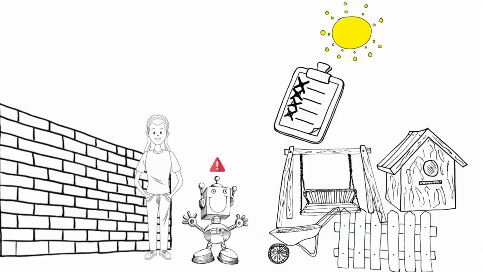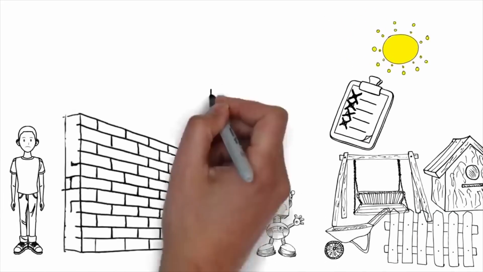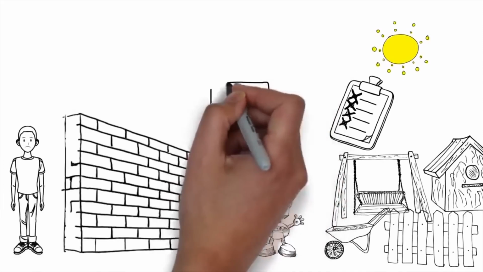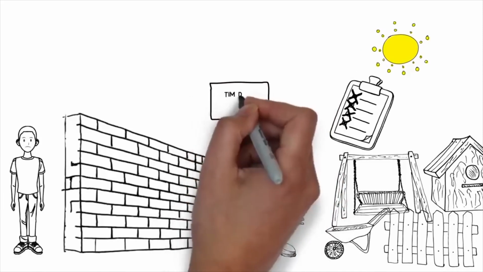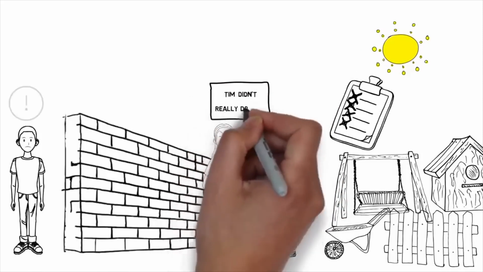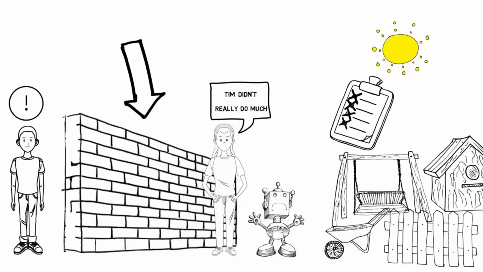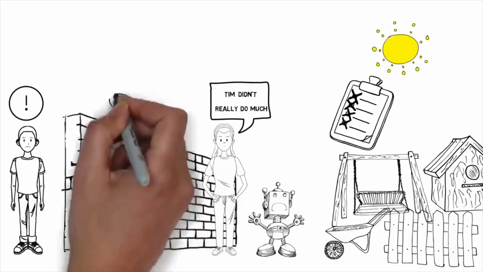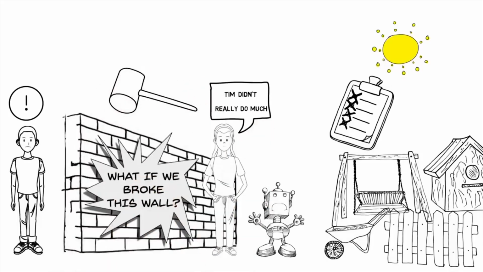The change in the environment causes the robot to malfunction. Mia is now really annoyed and she has a lot to correct. And it seems to her as though Tim didn't really do much. This wall between them leaves the poor robot to bite the dust. Well, what if we broke this wall?